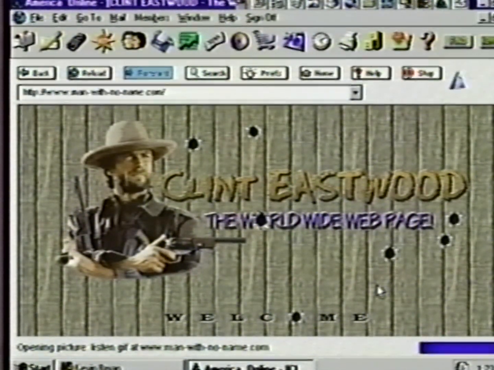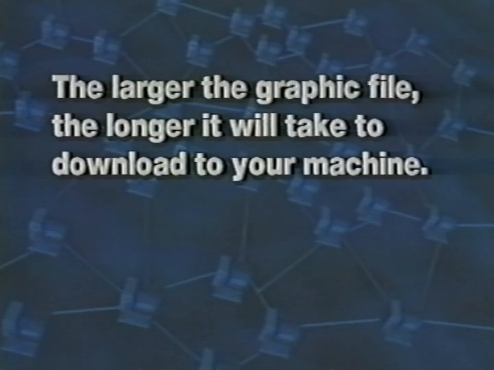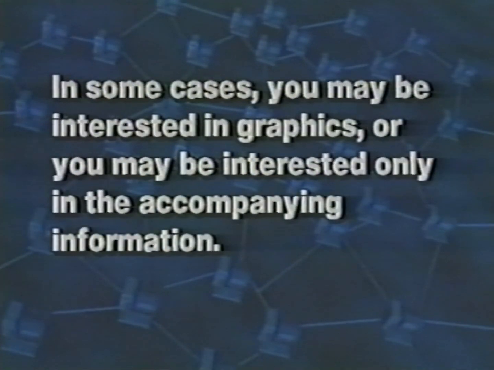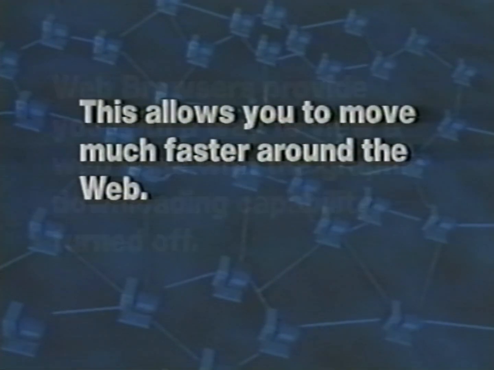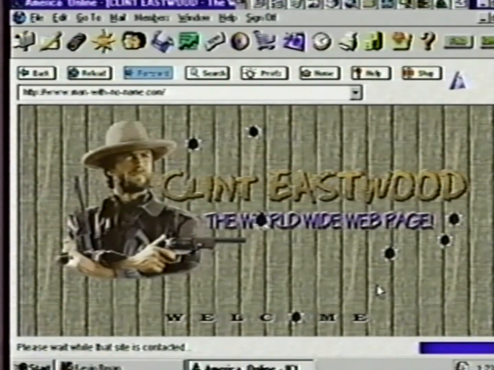It will sometimes take several minutes to download a home page, especially if it has lots of graphics. Graphics are one of the neat things about the web. However, the larger the graphic file, the longer it will take to download it to your machine. In some cases, you may be interested in the graphics, or you may be interested only in the accompanying information. The web browsers provide you a way to view a home page with the graphic downloading capability turned off. This allows you to move much faster around the web. We'll see how to do this in a second.